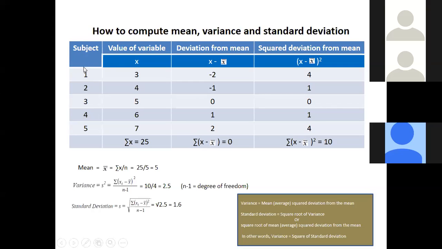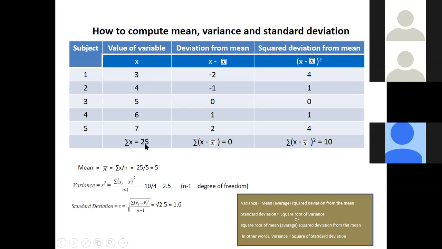Let's just assume that these subjects are 5 families who are family friends. There are 5 of them. Maybe they went for a picnic. This is family 1, 2, 3, 4, 5. This X is the number of children in each family. You have 3 here, 4 here, 5 here, 6 here, 7 here. When you add the number of children, X, together, it gives you 25.